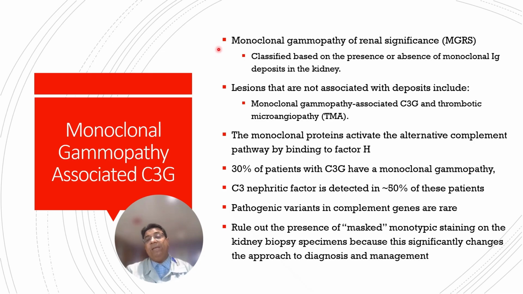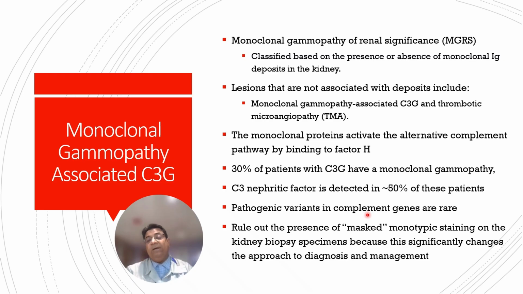Monoclonal gammopathy of renal significance can be classified based on the presence or absence of monoclonal immunoglobulin deposition in the kidney. Lesions that are not associated with deposits include monoclonal gammopathy-associated C3G and thrombotic microangiopathy. Monoclonal proteins activate the alternative complement pathway by binding to factor H. 30% of patients with C3 glomerulopathy actually have a monoclonal gammopathy. C3 nephritic factor is detected in about 50% of these patients.